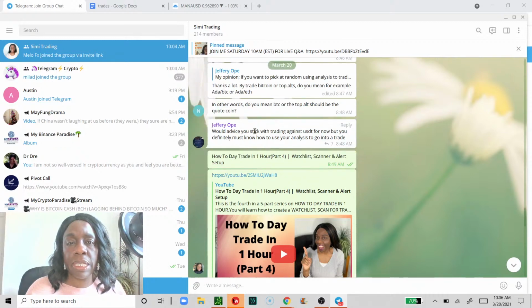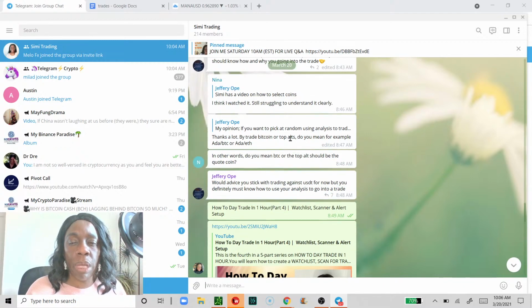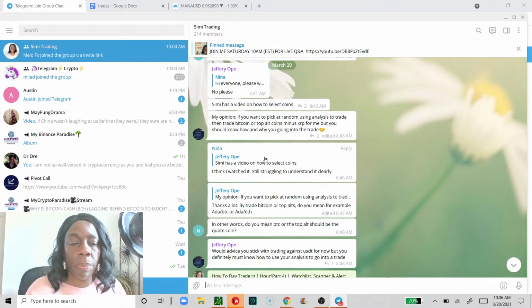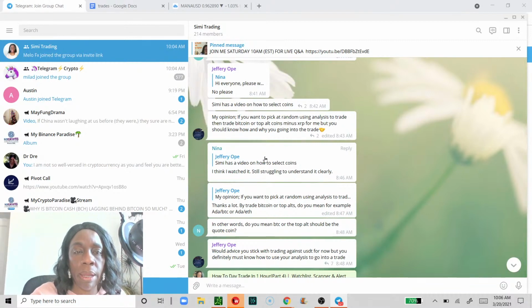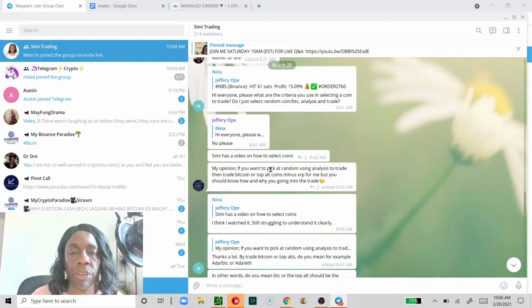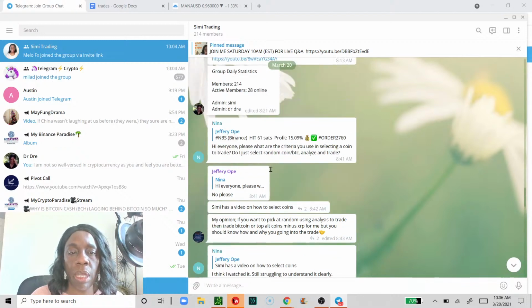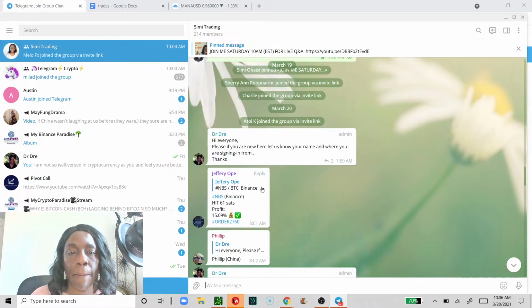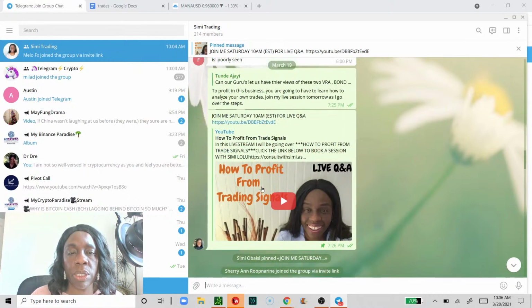So if you're not part of this Telegram group, I personally would recommend that you be part of a community. It doesn't have to be my group, but it's a good idea to make sure you're part of a community where it's not just you trying to figure out this whole financial investment thing, especially in the crypto market. I'm looking for Nina's question.